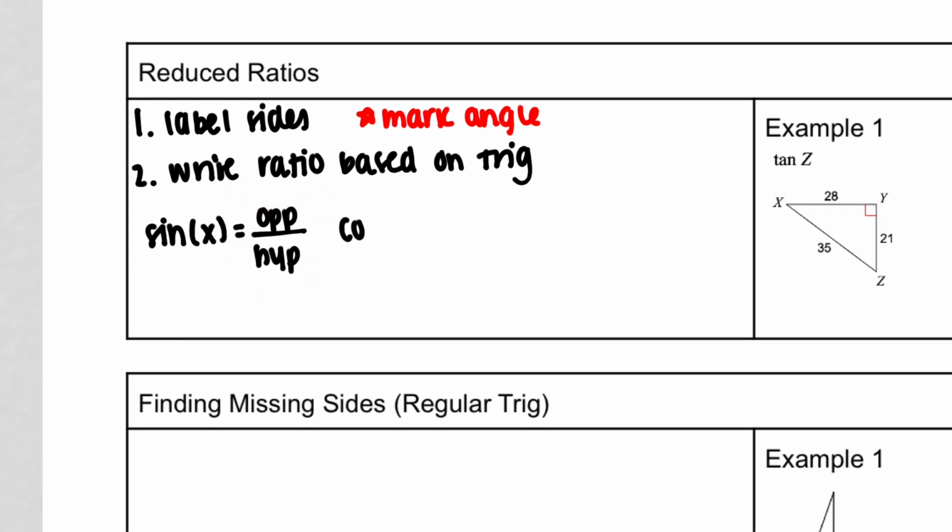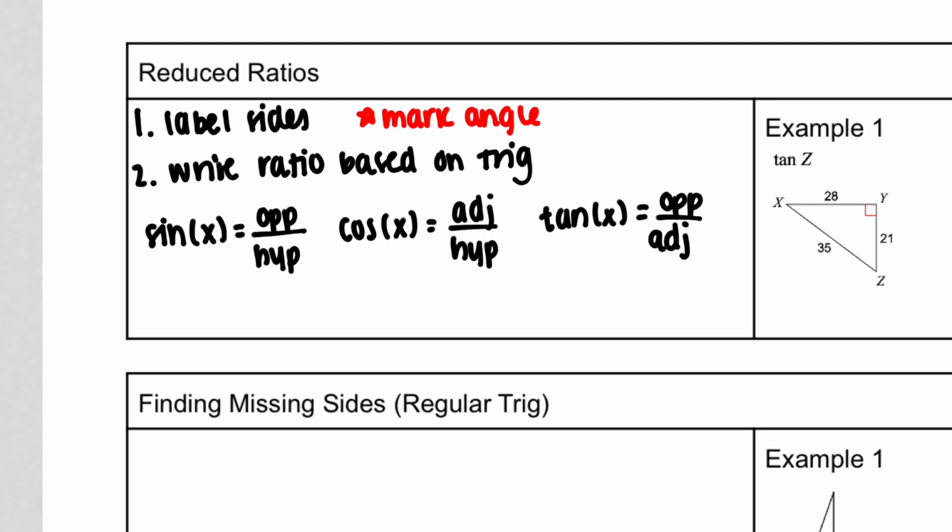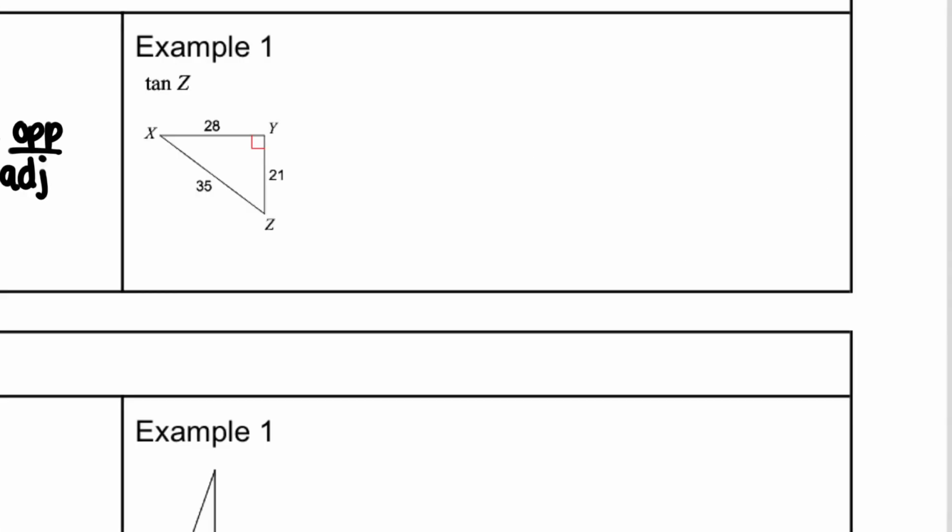After sine, we have cosine. We take the adjacent side over the hypotenuse. And the final one we have is tangent. And we take the opposite side over the adjacent side. So this problem tells me I want to look at the tangent of Z. So I'm going to go to my triangle and I'm going to mark my angle of interest, and that's Z. Whatever is right here next to your trig ratio is your angle of interest.